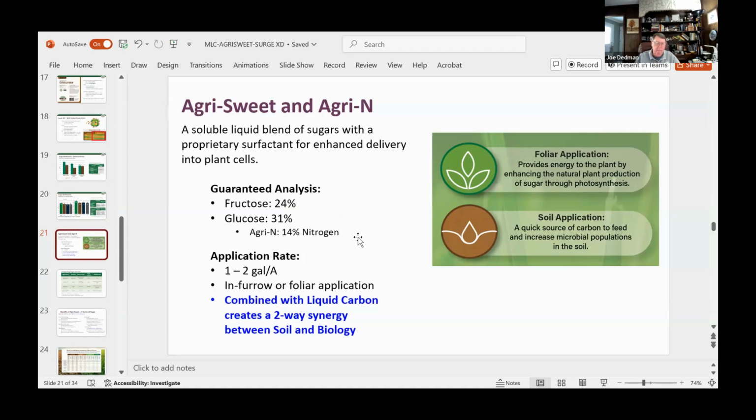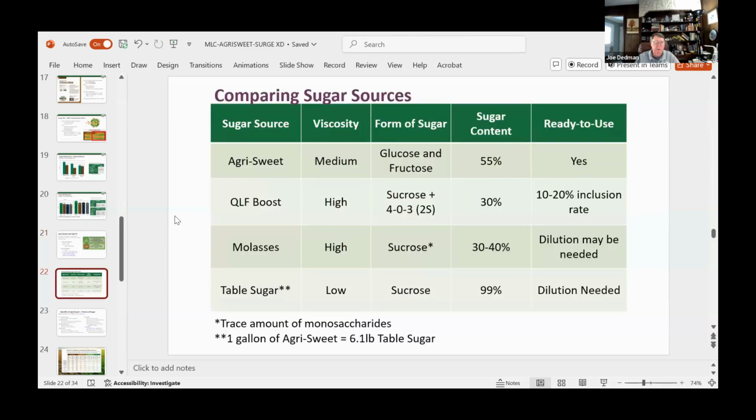In fact, many of the farmers using it now are beginning to use more and more of it because of what they see happening when they add this product. And when combined with the liquid carbon, it creates a two-way synergy between the soil and the biology. And then here's another look where we've compared it to other sugar sources in the marketplace. Our product is 55%, QLF's is around 30%, and it's only one particular sugar, sucrose.